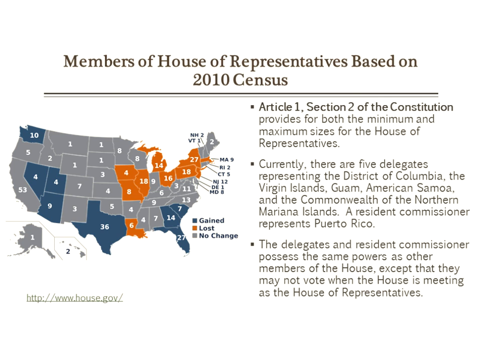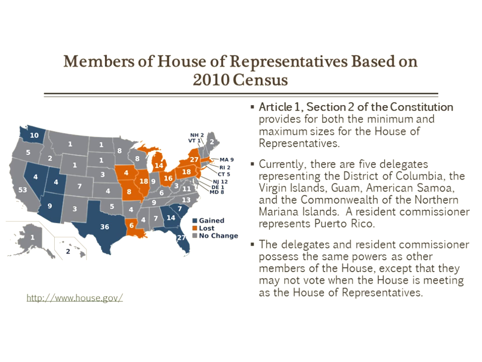Now, Article 1, Section 2 of the Constitution provides for both the minimum and maximum sizes for the House of Representatives. So that number that I gave you for the House of Representatives, and also the total number for the Senate. In addition to that, there are also non-voting members, and we call these delegates. There are 5 delegates that represent the District of Columbia, the Virgin Islands, Guam, American Samoa, and the Commonwealth of the Northern Mariana Islands. A resident commissioner represents Puerto Rico.